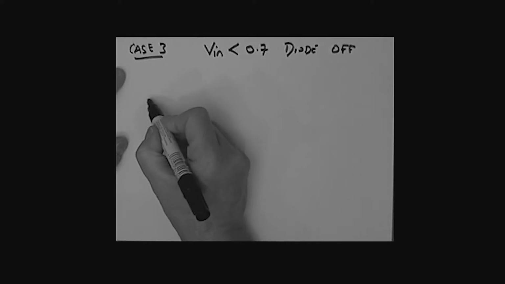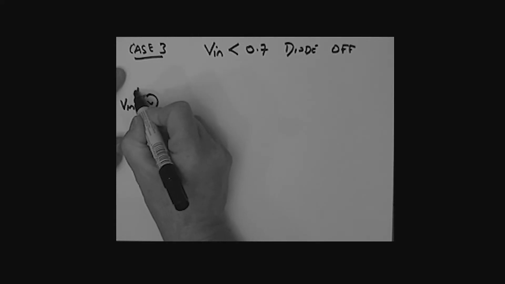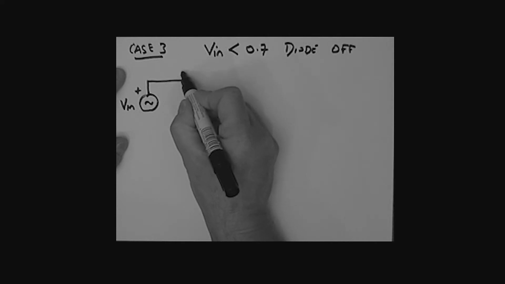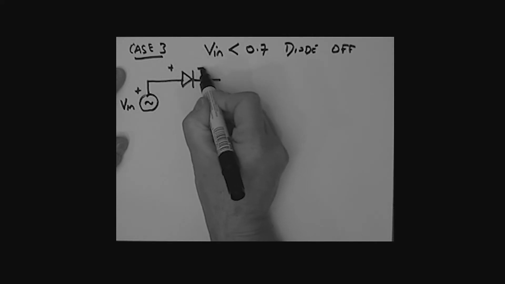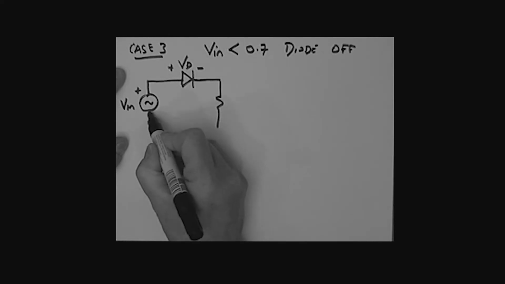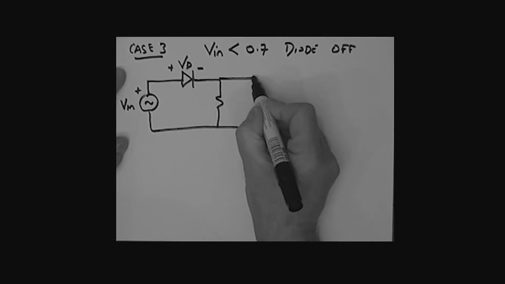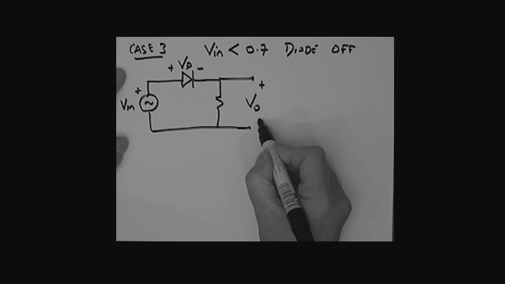All right, let's draw our circuit again. Here is our circuit. There is V in. Let's define that plus. Here is the diode in the circuit here. Plus minus the voltage VD across the diode. And once again, here is the resistor. And here is the output voltage VO, plus minus.